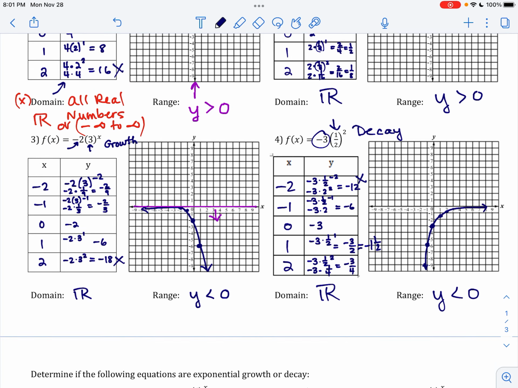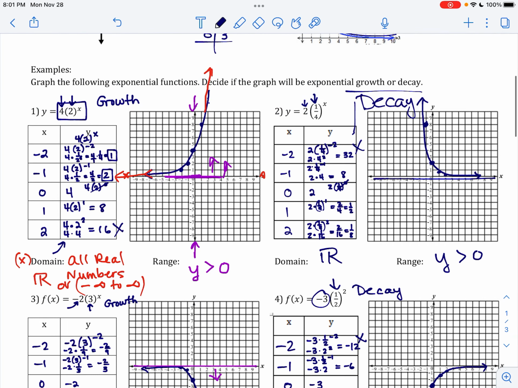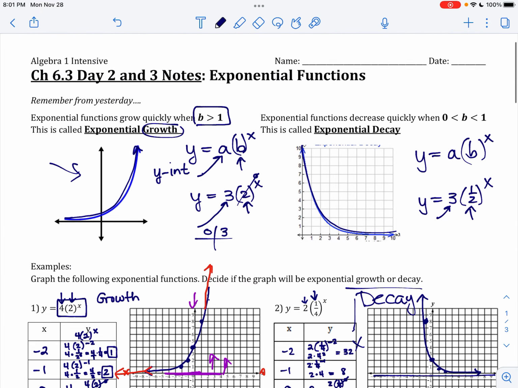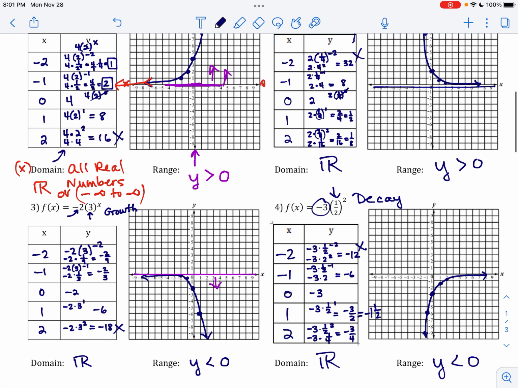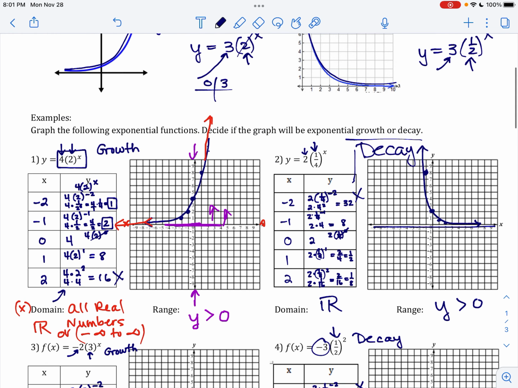Okay, that's our notes for today. So hopefully you were able to pick up on some of that. Pretty much the same as what we did yesterday. All of the calculations for the table is what we practiced yesterday. And then the only new thing is your domain and range and your y-intercept.